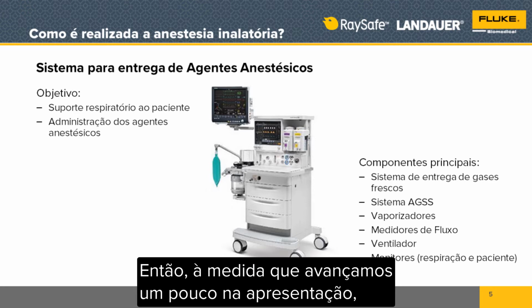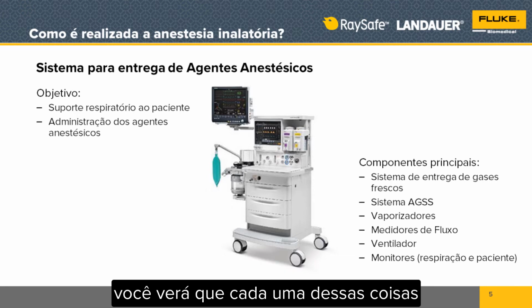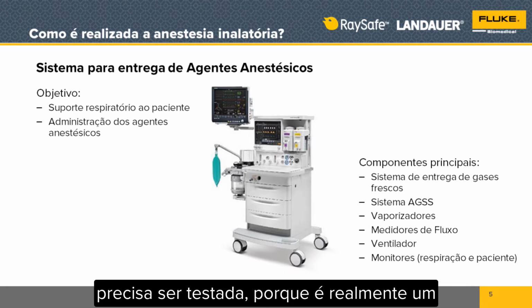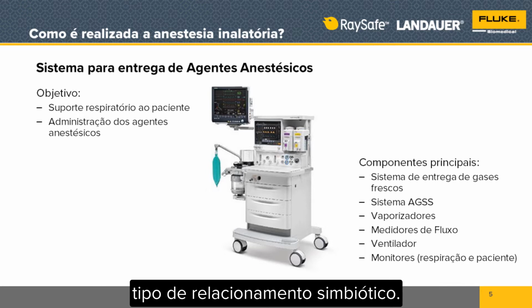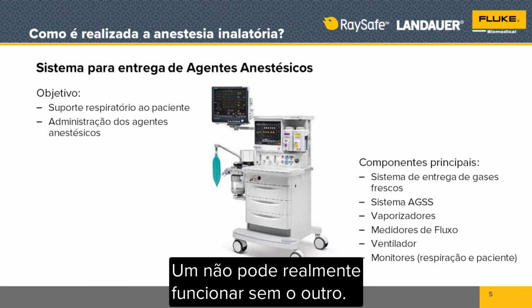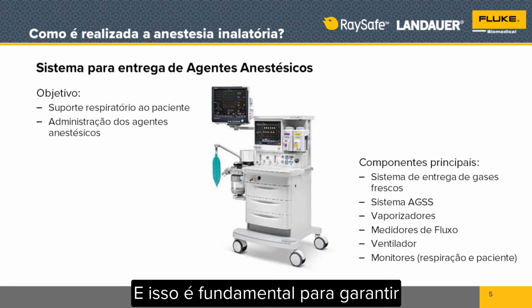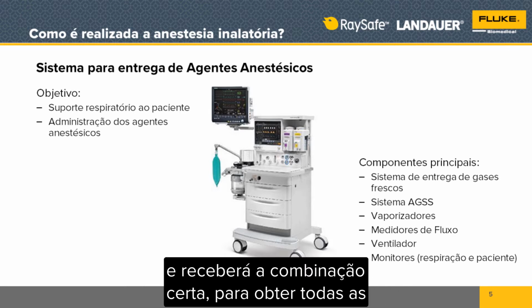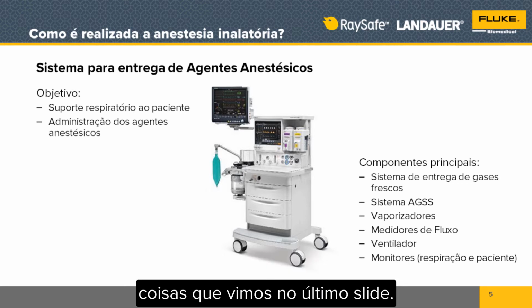So as we get a bit further in the presentation, you'll see that each one of these things needs to be tested because it truly is kind of a symbiotic relationship. One can't really work without the other. And this is critical to ensure that the patient is safe and also getting the right mix to get all of those things that we saw on the last slide.